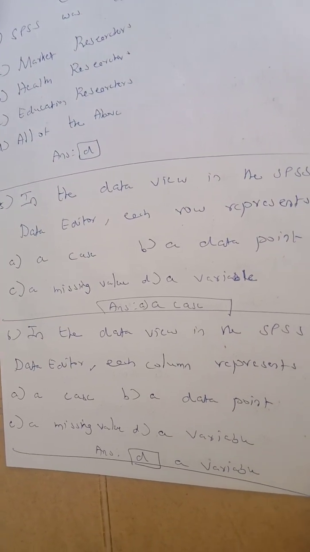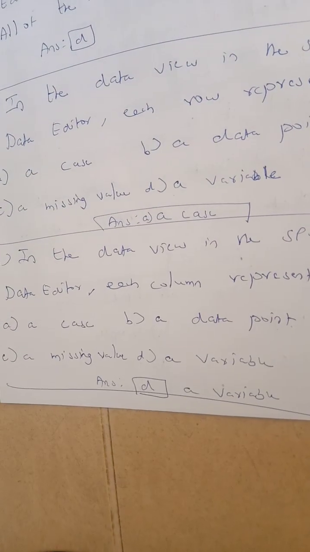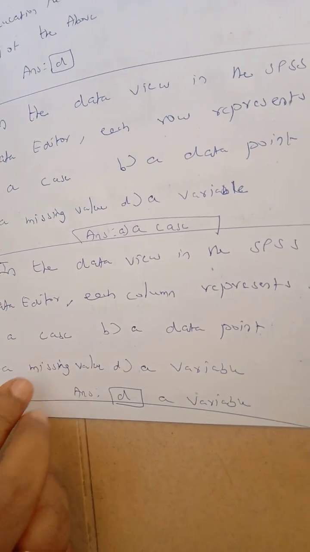Question number 6. In the data view in the SPSS data editor, each column represents. ஸோ ஒவ்வொரு காலத்தையும் எதை ரெப்ரசென்ட் பண்ணுது, வேரியபிளை ரெப்ரசென்ட் பண்ணுது. Let us go to the next question.